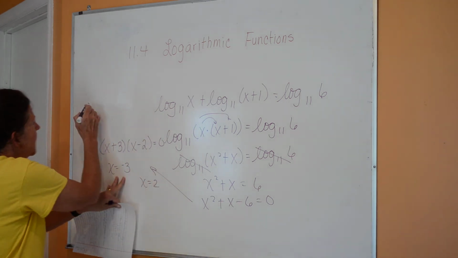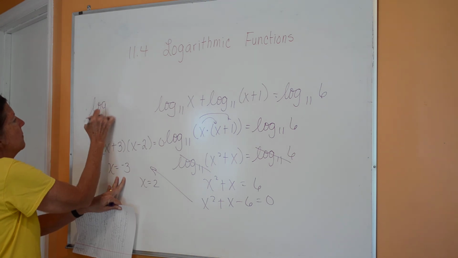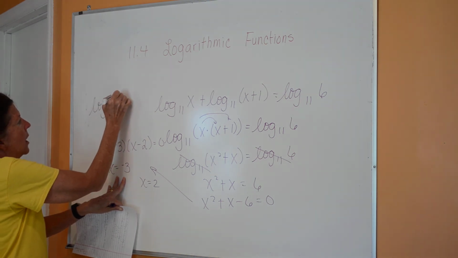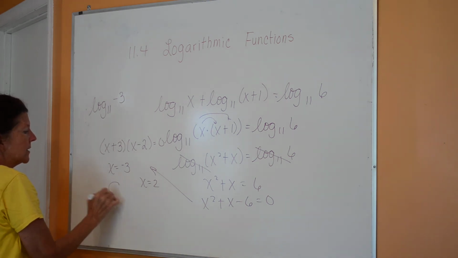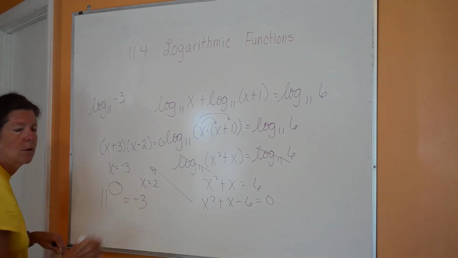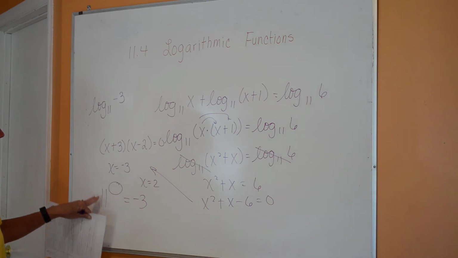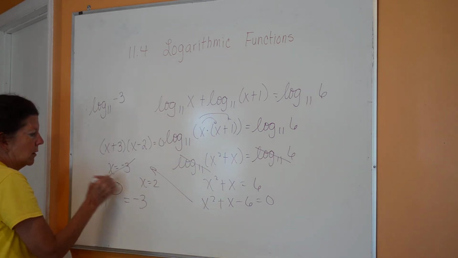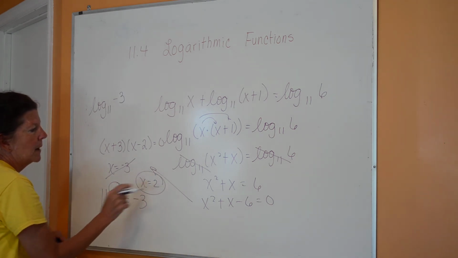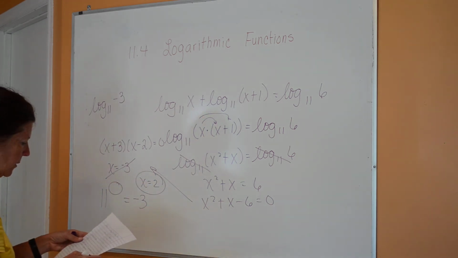Well, notice what I'm saying here. I'm saying the log of base 11 of something is going to give me negative 3. So 11 raised to some power is going to equal negative 3. So I'm trying to change a positive to a negative by just an exponent. It doesn't work. So that leaves me with my answer of x is equal to 2.